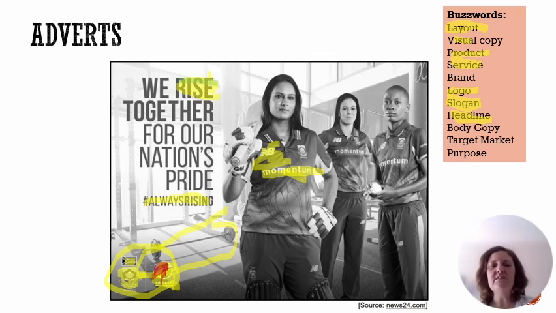The first one is this idea of the verb rise and the fact that it's actually on the sun. So the sun is rising and we are rising. It shows the positivity that women's cricket is growing, it's illuminating, it's lighting up in our country. And then the use of the pronoun we. The use of the pronoun we is always significant because it's a personal pronoun. It's a subject pronoun. We rise.